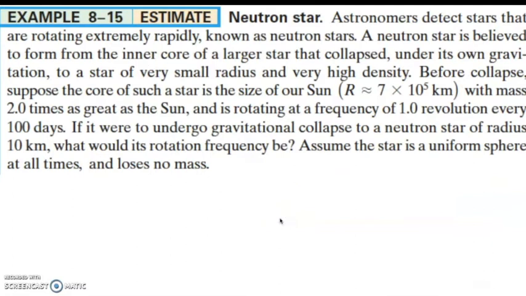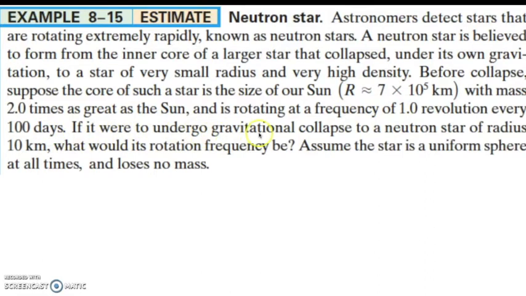And then we're going to talk about neutron stars. Astronomers detect stars that are rotating very quickly, and they're known as neutron stars. A neutron star is believed to form from the inner core of a larger star that collapsed under its own gravitation to a star of very small radius with very high density. So all the mass in the star goes to a lot smaller area. Before collapse, suppose the core of such a star is the size of our sun, with approximate radius 7 times 10 to the 5th kilometers, with mass 2 times greater than the sun, and is rotating at a frequency of 1 revolution every 100 days.